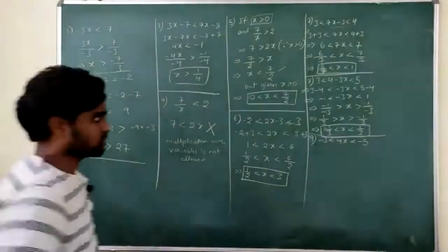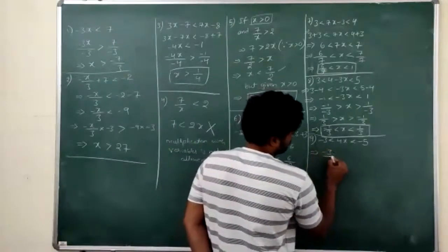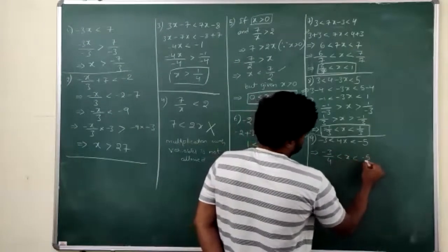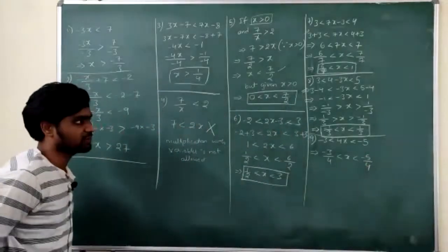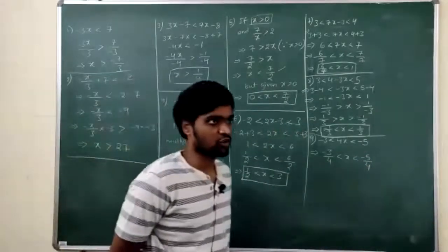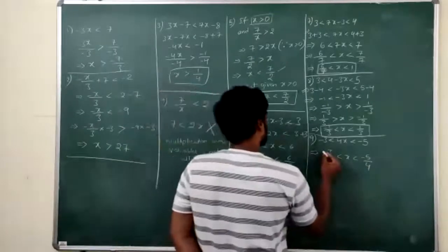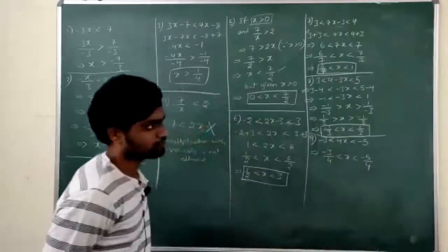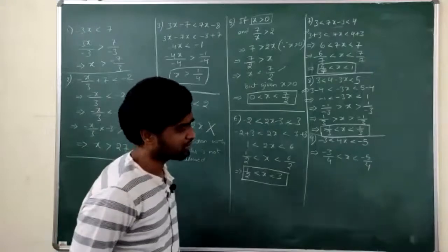Okay. So if you go by the procedure, you're going to get this answer: minus 3 by 4 less than x less than minus 5 by 4. So that is the answer you're going to get. But the thing here is, which of these two is greater? Minus 3 by 4 or minus 5 by 4? Obviously minus 3 by 4, right?